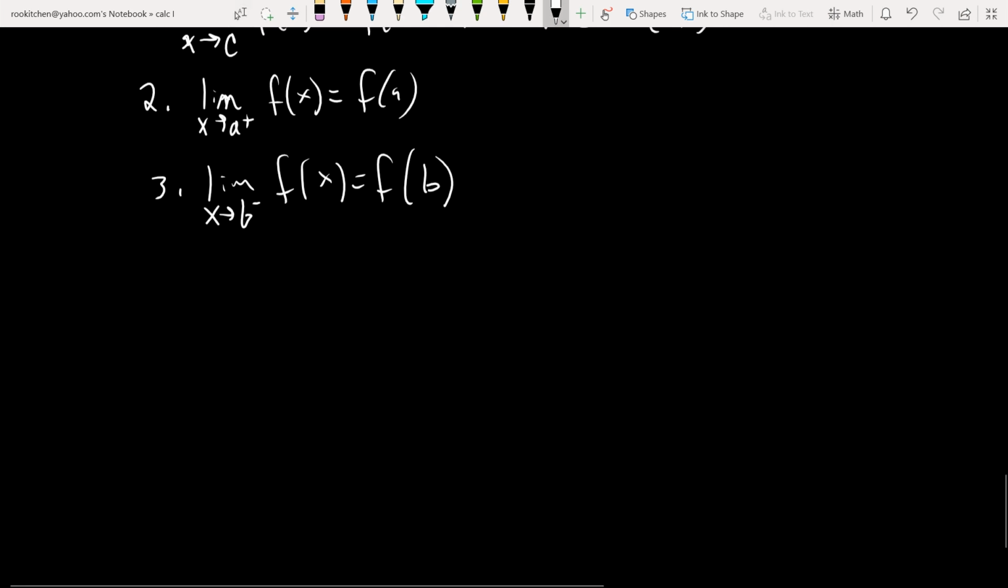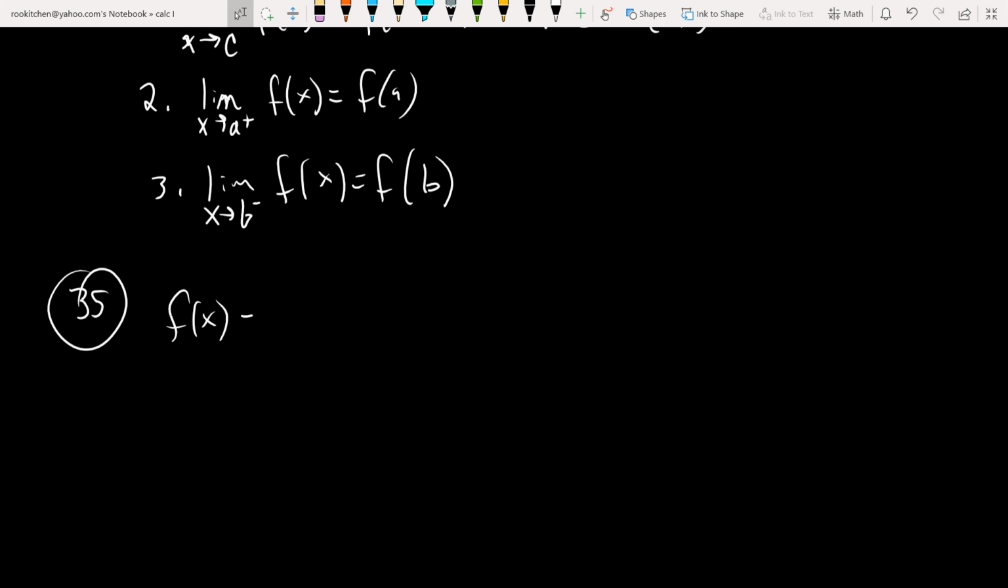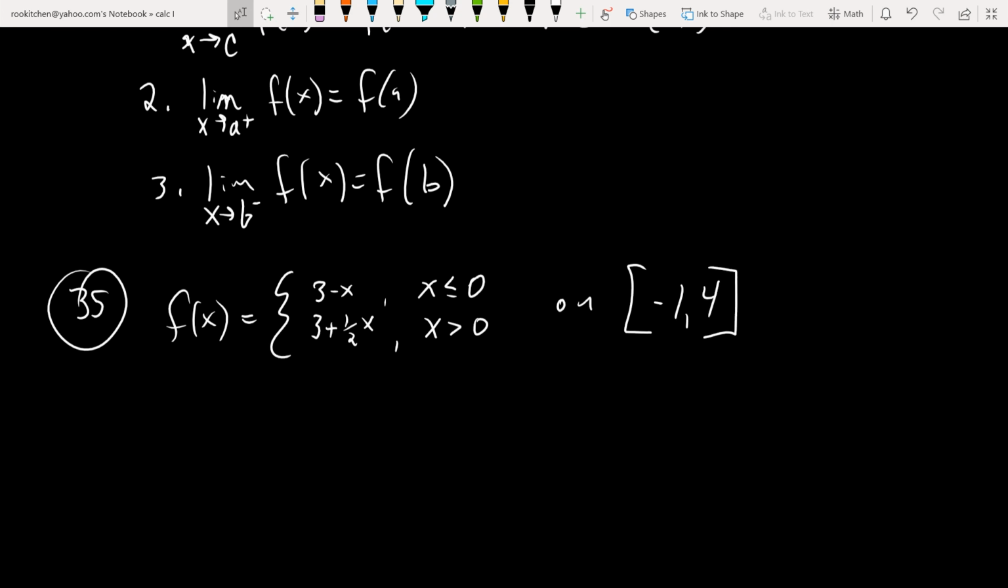Okay, so let's look at 35. And we're worried about the continuity of this function. It's a piecewise function, again, on the interval from -1 to 4. First, on the inside, because both pieces of the function are equations of lines, we know we can do a substitution type limit, and those will be continuous for all values inside the interval except at 0.